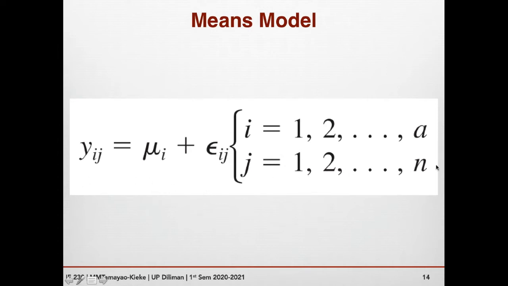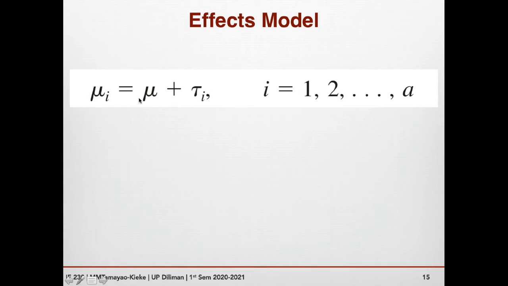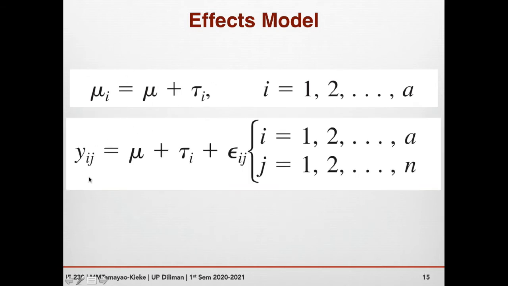Now, this means model can be transformed to the effects model. How do we do that? We can represent mu sub i to be equal to mu plus tau sub i, for i equal to 1 to a, where mu is the overall mean of the observations and tau sub i is the mean effect of each treatment i. So it's the mean deviation associated with treatment i from the overall mean. Take note, if you get the sum of all your treatments, it should be equal to 0 for this to be true. Given this, you can rewrite your means model to the effects model: y sub ij equals mu plus tau i plus epsilon ij.